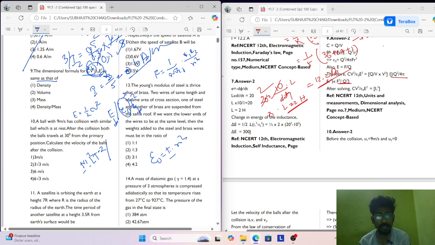Epsilon is Q1 Q2 by F into R square. We are not taking 4 pi here because 4 pi is a dimensionless quantity, it is a number only. So F means M L T minus 2, this is L square, and Q equals IT, so I square T square will be there.